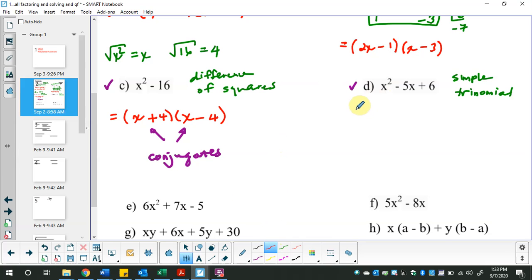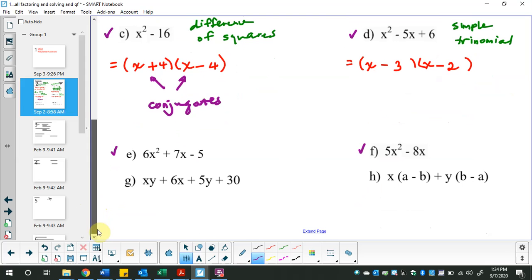Next question, simple trinomial as discussed. It starts x squared, so we have to start with brackets of x. This time we need 2 numbers that multiply to be 6 that make -5 when we add or subtract. So the only choice would be -3 and -2, which would multiply to be +6, and at the same time add to be -5. 1 mark, 1 line. Next question, 1 mark, 1 line.